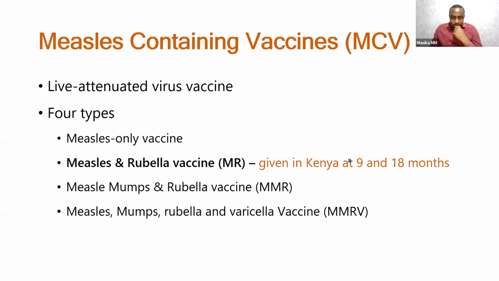Maybe maternal antibodies have weaned off. I think this is a response to one of my questions. At 18 months, when the mother's antibodies are out. So yes, at 18 months, we want to make sure that the child no longer has maternal antibodies. So what is wrong if you give the vaccine and the child still has maternal antibodies? What happens?